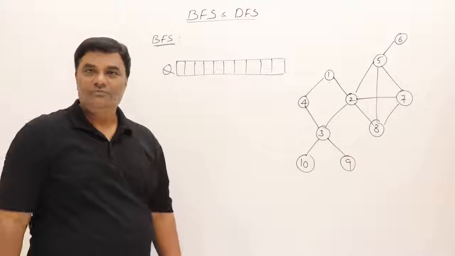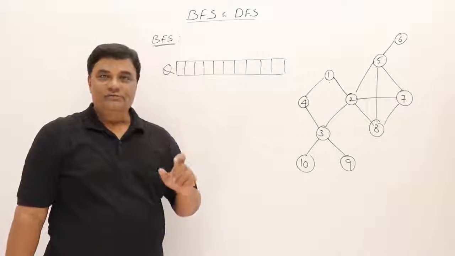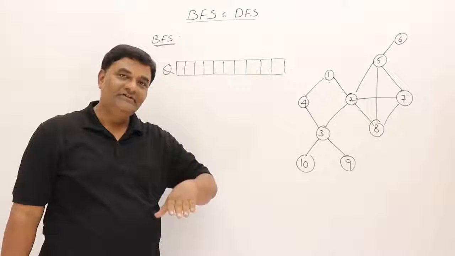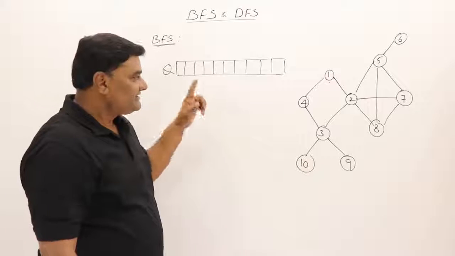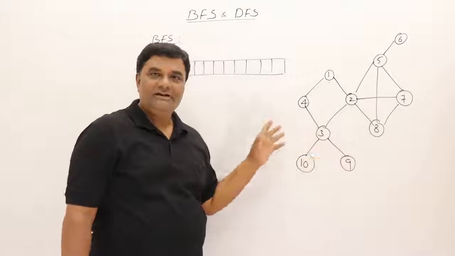I have taken a Q. Now I'll explain the initial step, then I will explain the repeating step. So what is the initial step? Start exploration from any one of the vertex.